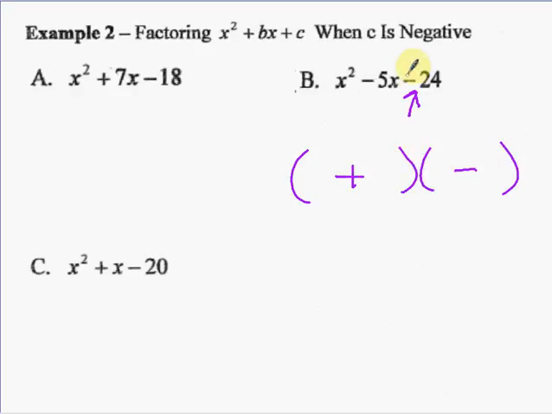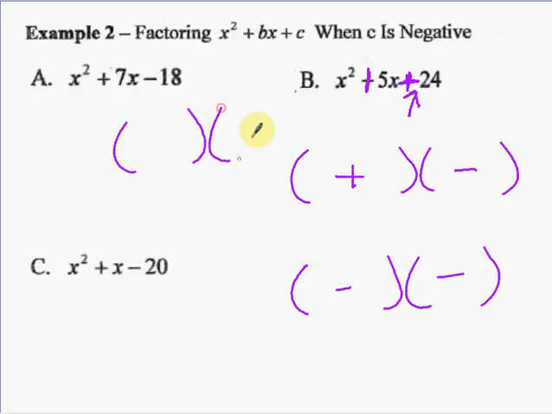If this were a plus, let's change this to make that a plus just for our purposes. If this were a plus, then I would look right here, and that tells me to put two negatives. If this were a positive, then I'd put two positives. And from there you do a little bit of factoring, and voila, you are finished.